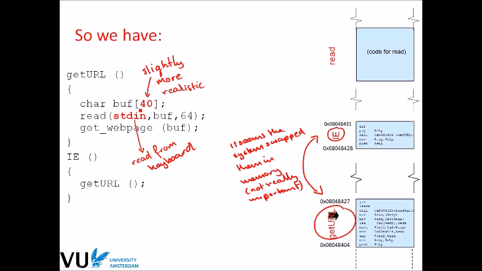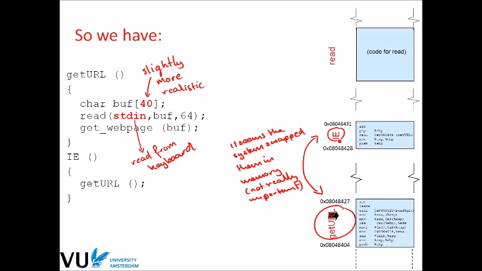So here we see that we've made the buffer slightly larger than 10 bytes. 10 bytes would be ridiculously small. We've made it now 40 bytes. And we're reading from the keyboard, but that, if you're using the C programming language, basically means you're reading from stdin, standard input. Okay, so we're reading from the keyboard.